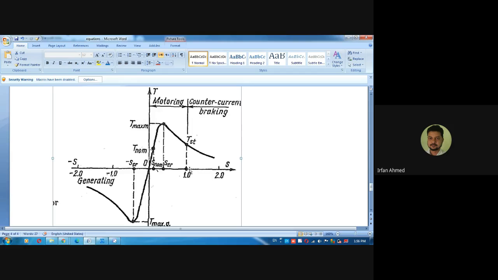At this point, the slip is 1. The slip is 1 implies that (omega 0 minus omega) upon omega 0 is equal to 1. This implies that omega is equal to 0, or the speed is 0. So this point corresponds to your starting torque, where the speed is 0 and the slip is 1. Correct?